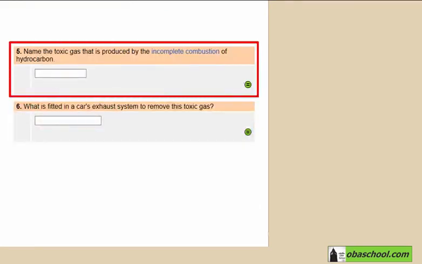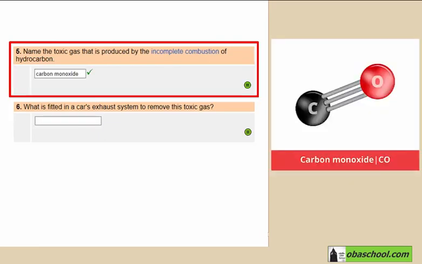Name the toxic gas that is produced by incomplete combustion of hydrocarbon. So now we have incomplete combustion, and this means that there isn't sufficient oxygen gas. What is the toxic gas that will be produced? So it's carbon monoxide, CO. In incomplete combustion, carbon monoxide is produced.